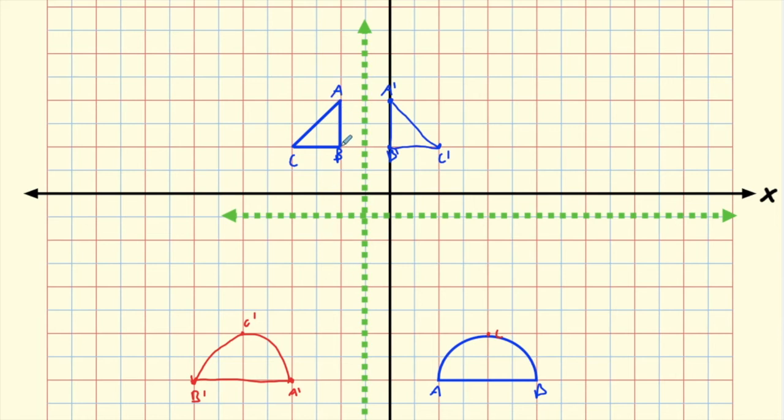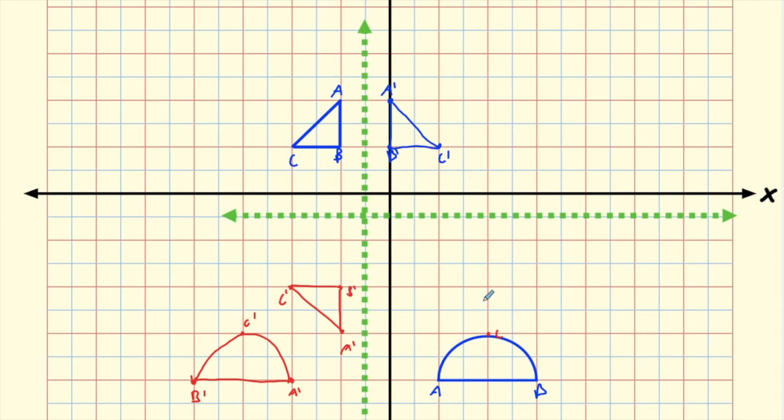So B is, let's just go with our closest points, B is 1, 2, 3 away. So B prime should be 1, 2, 3 away. C is also 3 away. So this is B prime and C prime. And A is 1, 2, 3, 4, 5 away. And we connect our points. Boom, boom, boom. We've successfully reflected back over this line.